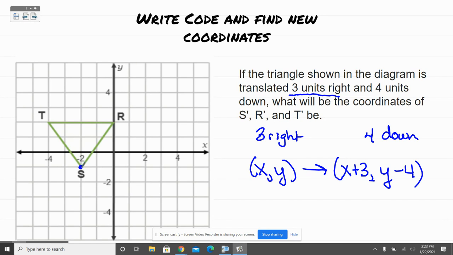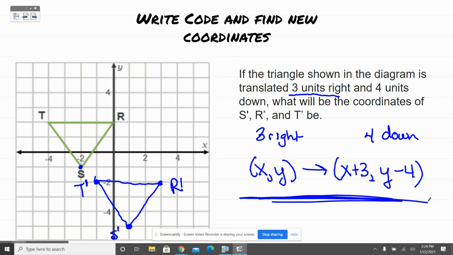Here's my S. Where's the new S? 3 to the right, 1, 2, 3, 4 down, 1, 2, 3, 4. Where am I at? I'm at 1, -5. That is S prime. How about T? 3 to the right, 4 down. Where am I at? -1, -2. That's the new T or T prime. Same thing with R. And if I connect it, I'm looking at the new triangle S prime, T prime, R prime, but mine's a little squiggly because it's messy.